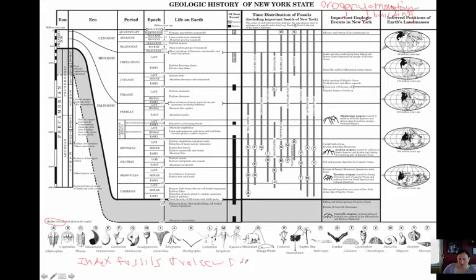ash are good indicators of time. So both of these are good indicators of time because they occur over a wide geographic area, and they both occur in only for a short time.